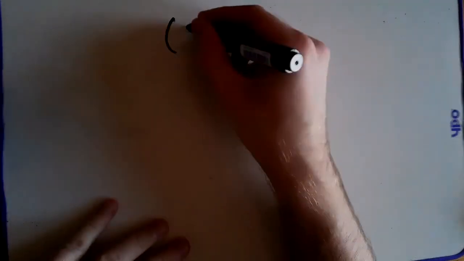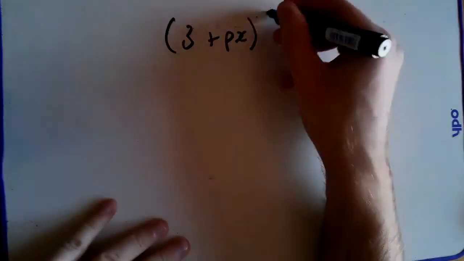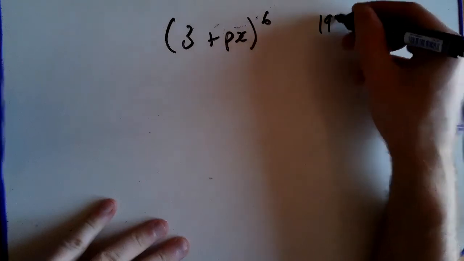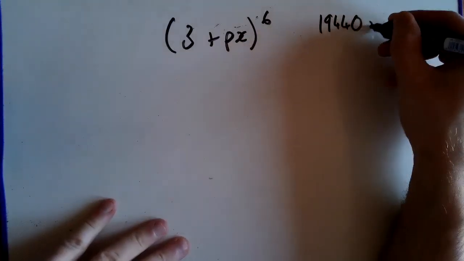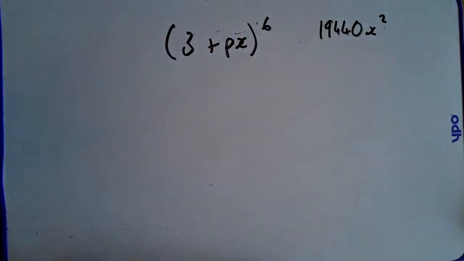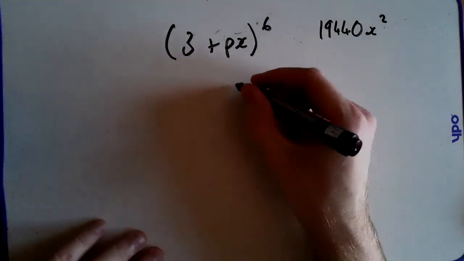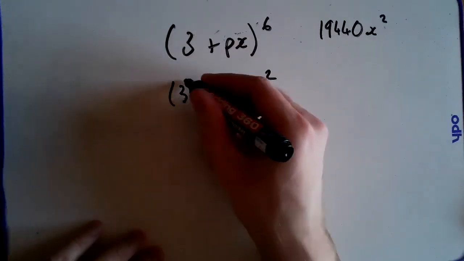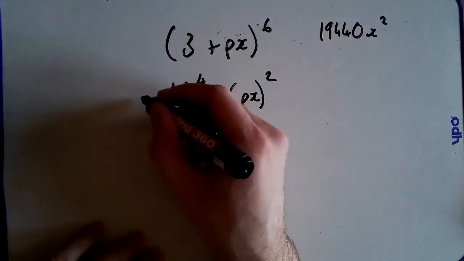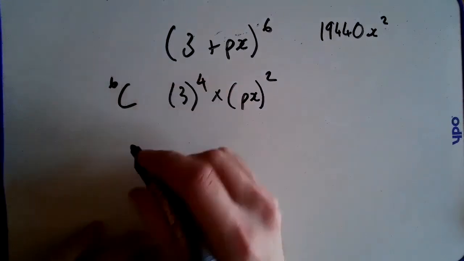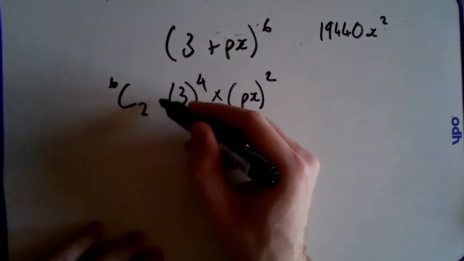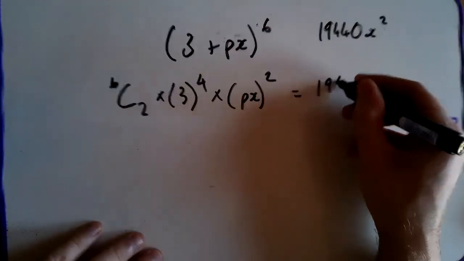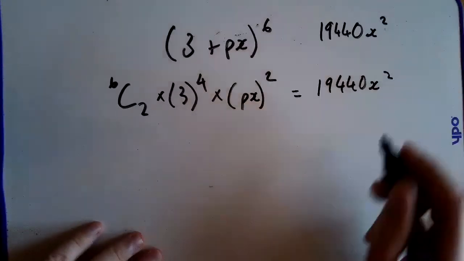Find the x squared term of the expansion of (3 + px) to the power 6 is 19440. So that goes to my x squared term. We want to find the two possible values of p. Well, to get the x squared term, I'll need 2 of these, so that means I'll need 4 of these. So that means my c would be 6C, and I could either use 4 or 2, and we'll use 2. And that would equal 19440 x squared.